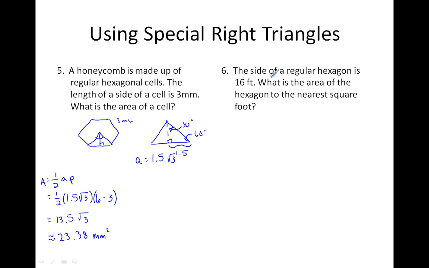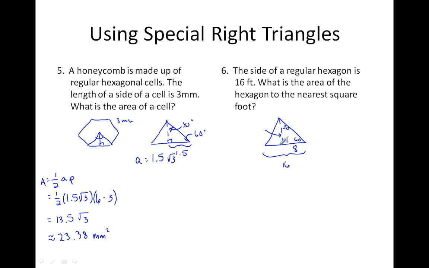Now for number 6, we have the side of a regular hexagon, so we're going to have the same kind of figure. And this side is 16 feet. Now I'm just going to start by drawing the triangle, and we know we're going to have 6 of these because we have a hexagon. Now my side length is 16 feet, so this whole thing is 16 feet, which means this part right here is 8 feet.